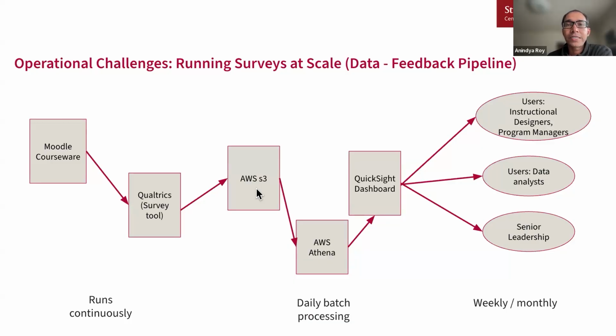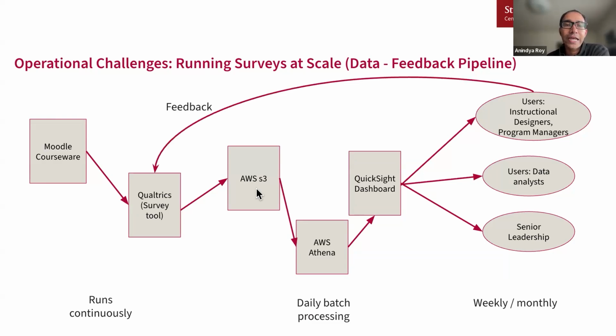And that happens at a less frequent cadence. Like the surveys run constantly. The data gets processed every day, batch processing. And then we look at the data, say, at a weekly or monthly cadence. However, what we learn from that is very important, and we discuss a lot of that, and the feedback goes back into the survey on Qualtrics.